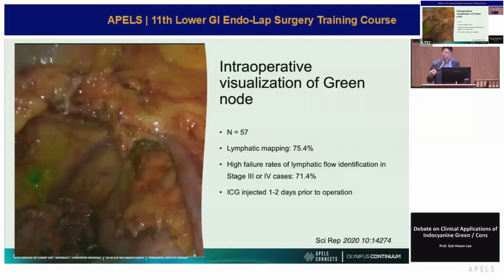The reason why we cannot detect the lymph node in a stage 3 or 4 patient is because the lymphatics are totally displaced by the cancer tissue, and then there is no perfusion there. Also, an ICG positive node does not mean a metastasis-containing node. So that is another obstacle of ICG lymphangiography, I think.